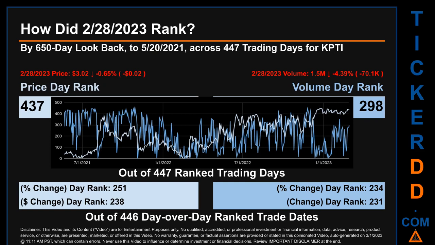The line graph overlays price and volume's daily ranking, as shown respectively in light versus dark blue, across those target trading days. In this view, essentially the dips are good whereas the spikes are bad. The price's day-over-day percentage change, dropping minus 0.65% on February 28, 2023, had a day rank of 251 while its dollar difference of minus 2 cents had a rank of 238 when compared day over day across 446 trading days. Volume's percentage change and difference were ranked respectively at 234 and 231.